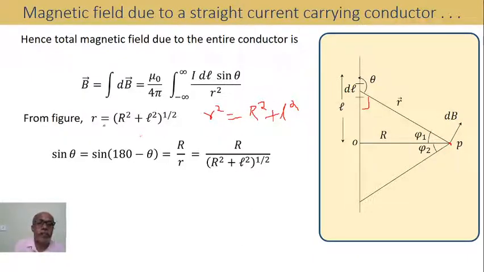Substituting for small r and sine theta in the above relation, we get B equals mu naught by 4 pi into the integral from minus infinity to plus infinity. I is taken outside as it is a constant. For sine theta, we have R.